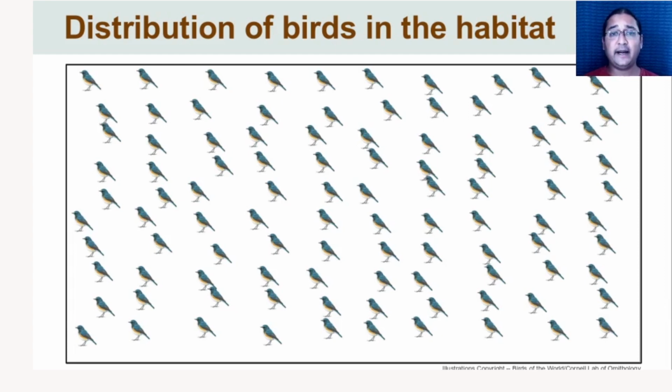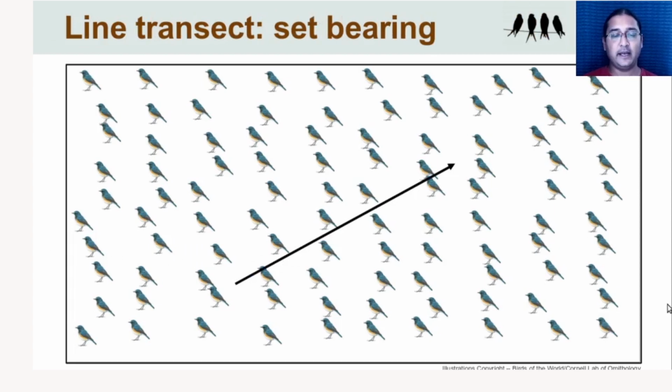What line transect sampling does, and remember, you're looking at this rectangular habitat from the top, and this is the actual distribution of birds in the habitat, is that through the habitat, you establish a line.